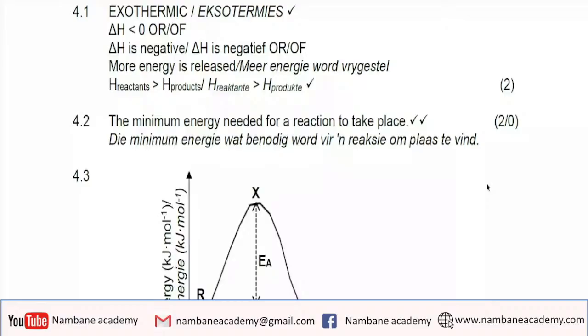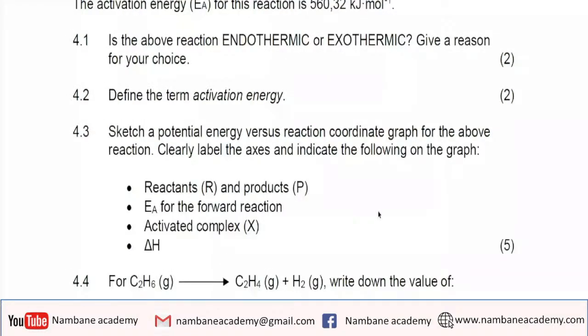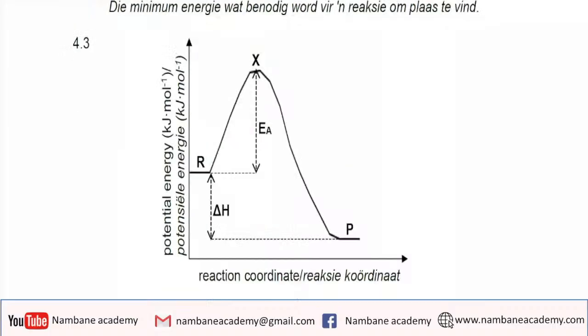And then 4.3 says sketch a potential energy versus reaction coordinate graph for the above reaction. Clearly label the axes and indicate the following on the graph. They are required to indicate the reactants and the products, the activation energy for the forward reaction, the activated complex with the letter X, and also indicate the delta H position. And then on the memo, there is a graph. Yes, thank you.